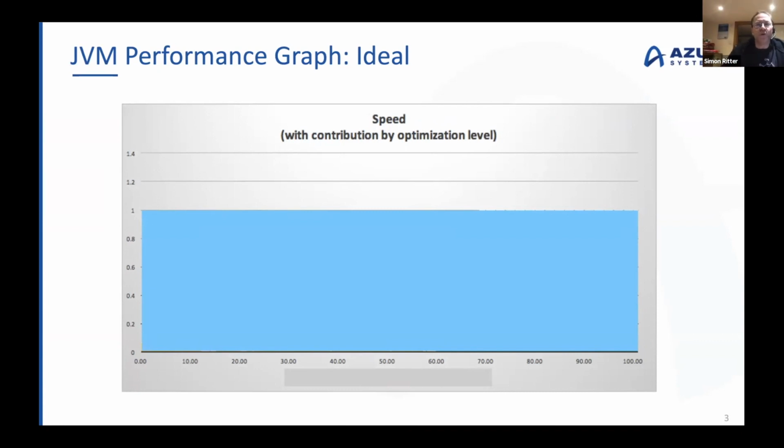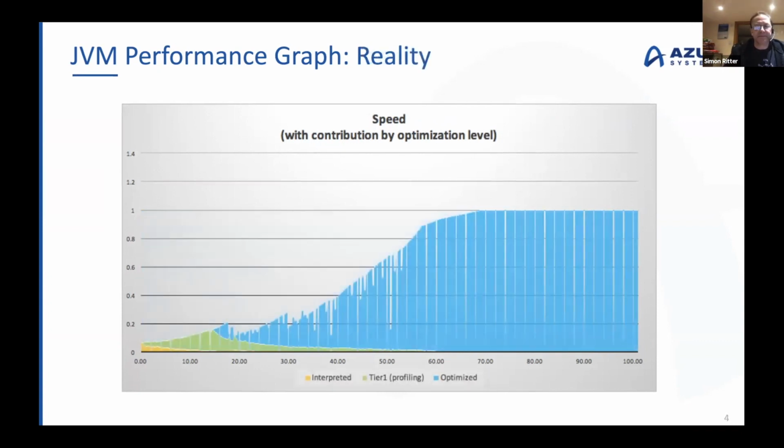But the problem is if you look at your typical JVM running a typical Java application, the profile will look something different, and it will look much more like this. So we start off slow and we gradually warm up and we get to a level of speed that we want. If we dig into this in a bit more detail and try and understand what's actually going on, then we can look at how we can change that to improve the performance of the JVM.